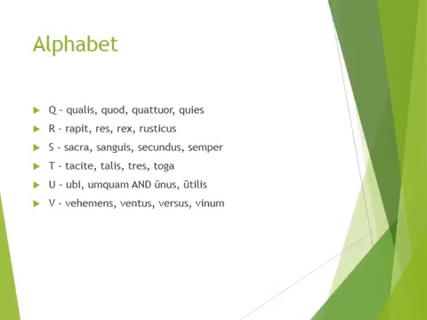V is actually going to make a W sound, and that's because secretly U and V are the same letter, and V is a consonantal U, but we're not worrying about that right now. But so it makes a W sound. So vehemens, ventus, versus, venum. The letter X is never going to be at the beginning of a word, and it makes a KS sound.